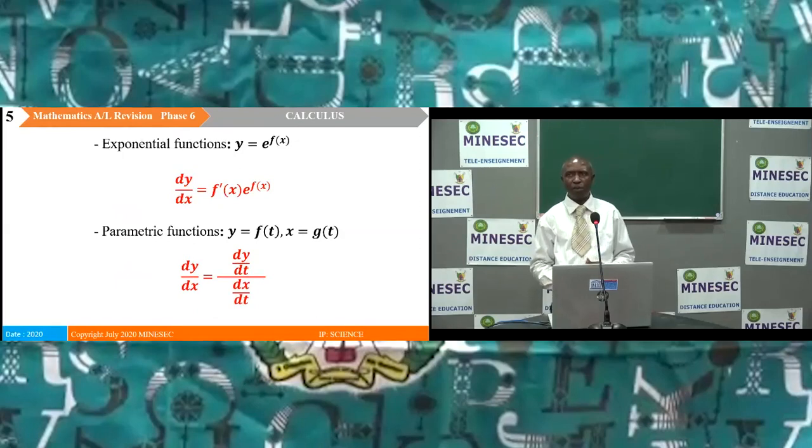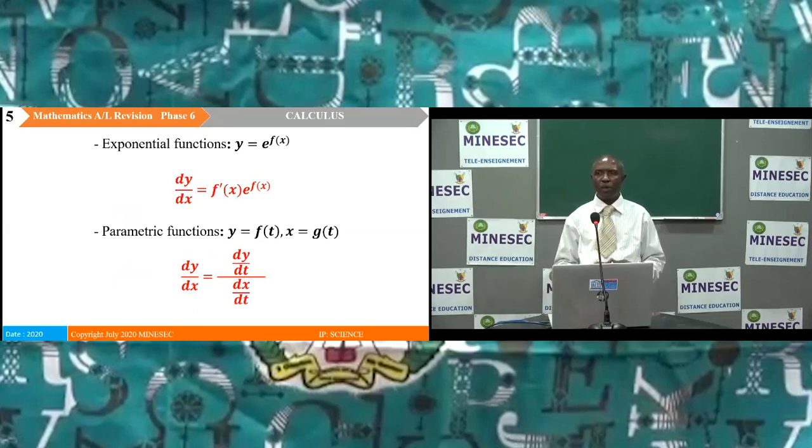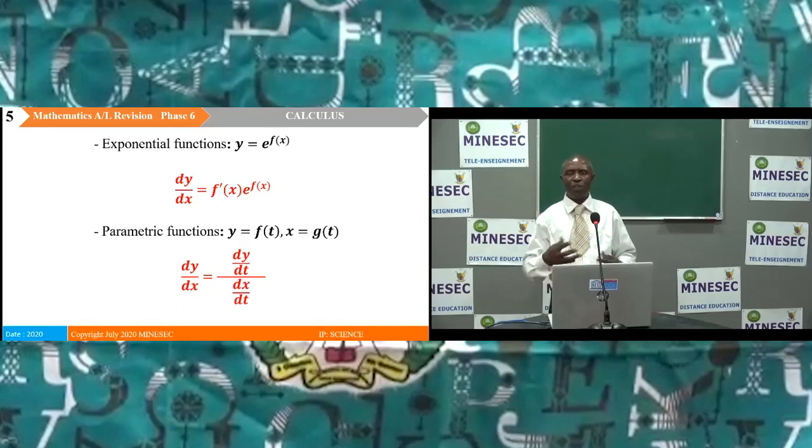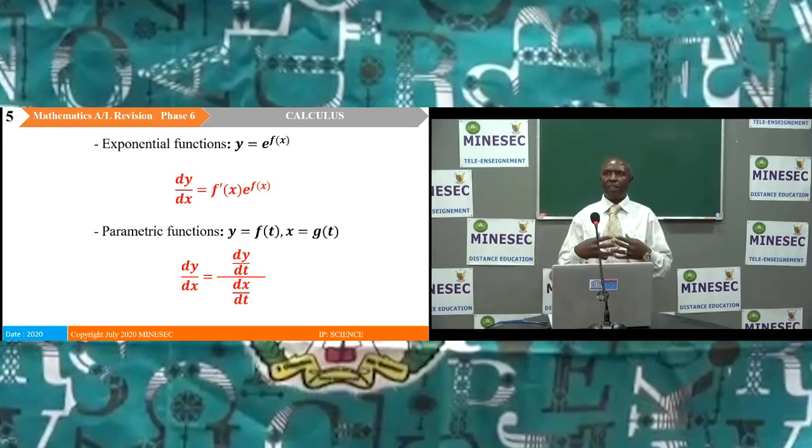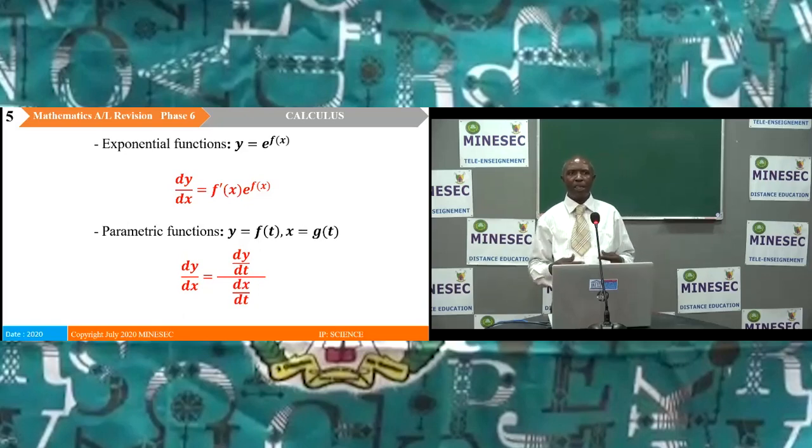Exponential function. If y is a function e to the power f(x), then we can let the exponent be u, differentiate it, and later differentiate y with respect to u, then to obtain dy/dx will be the derivative of the function with respect to x multiplied by e raised to the power f(x).